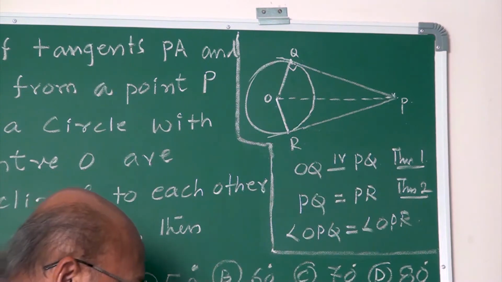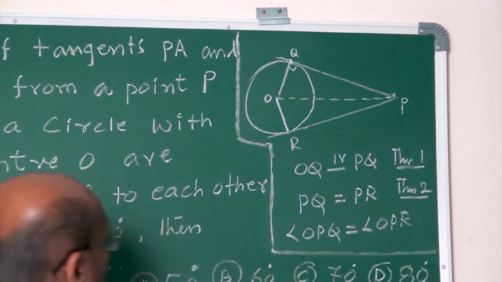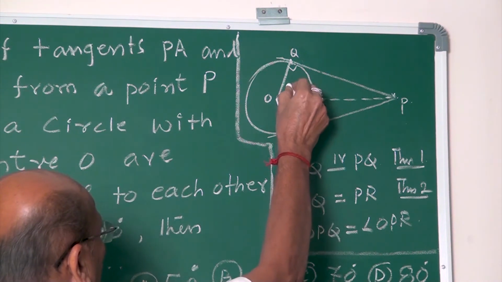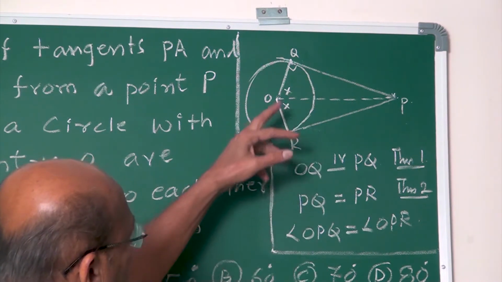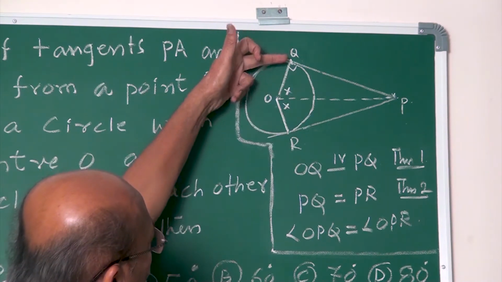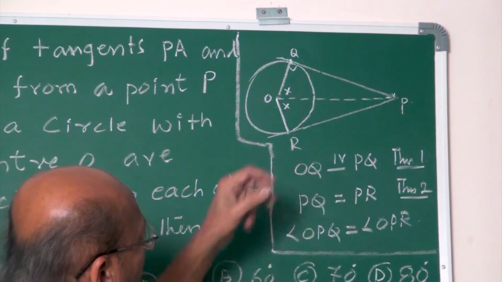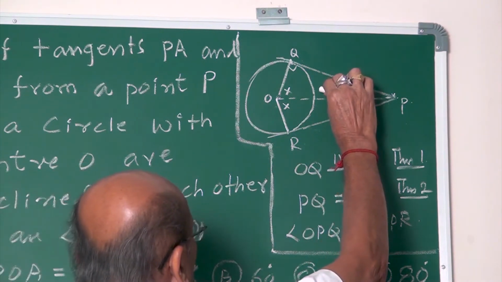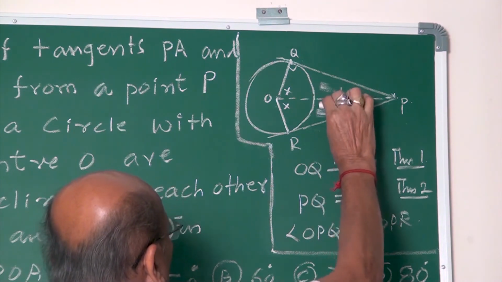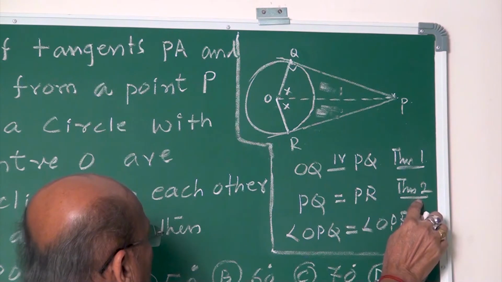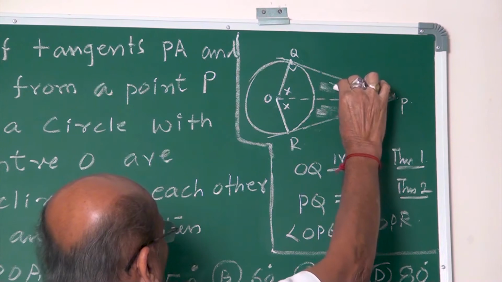At the same time, my friends, one more is also true. What is that one more? Even the angles at the center are equal, my friends. Angle QOP equals angle ROP. We made these two triangles congruent. While proving this second theorem, we have shown these two triangles are congruent.